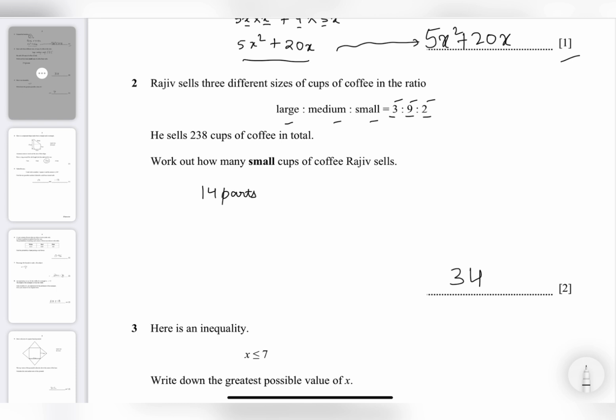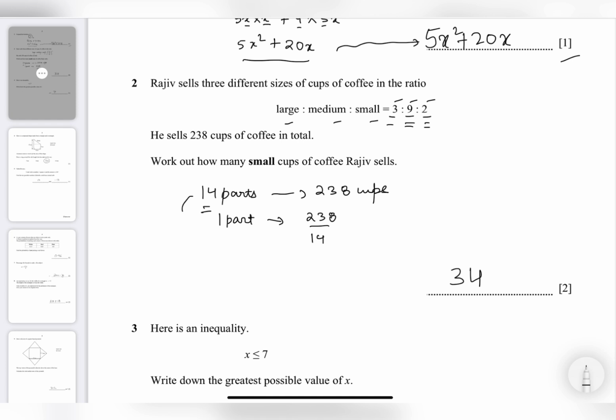So we have to make 14 parts of 238 cups, right? Yes or no? And out of those 14 parts, we have to give 3 parts to large, 9 parts to medium and 2 parts to small. Think about it with me. If 14 parts equals 238 cups, one part will equal 238 divided by 14, right? One part is 238 divided by 14.